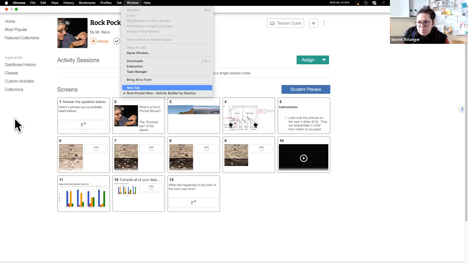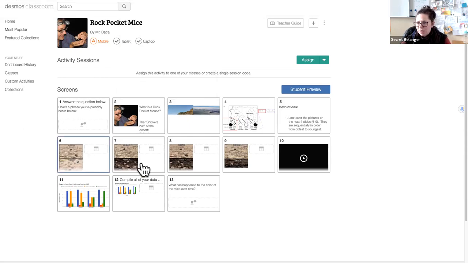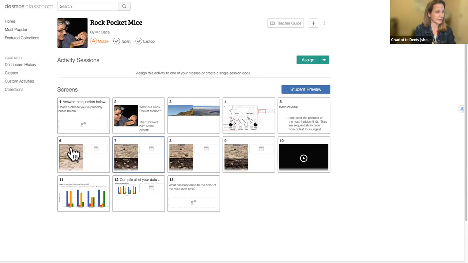Do you mean the ones with the mice on the different backgrounds? Yeah, right here, you actually see them here on the teacher Desmos Classroom. So these slides are the ones, 6, 7, 8, 9. Yep, that's it. Got it.